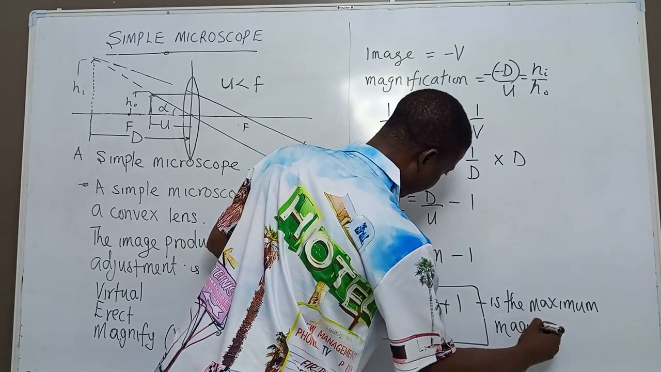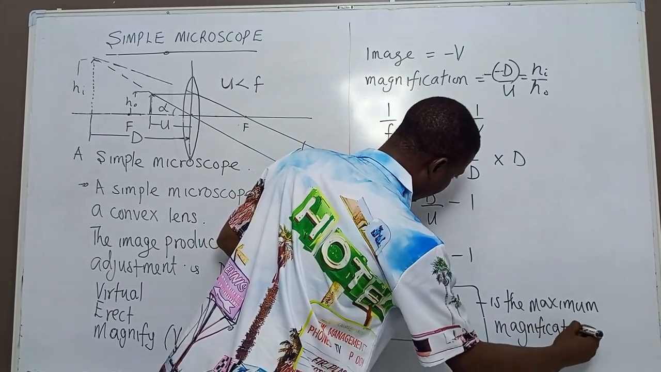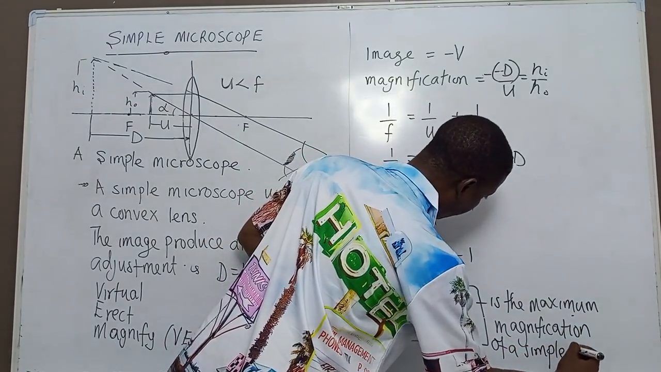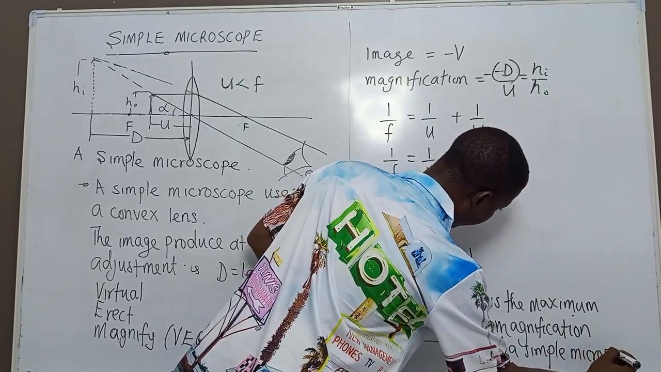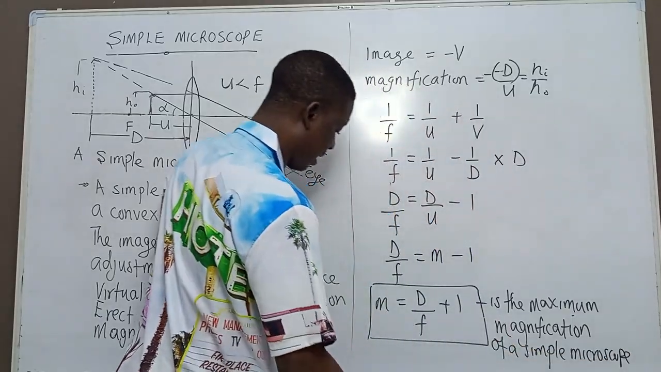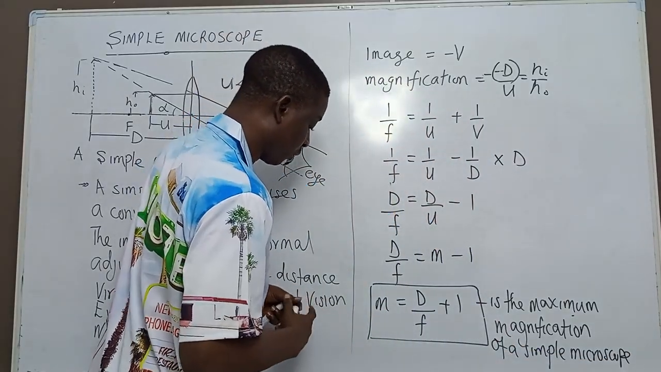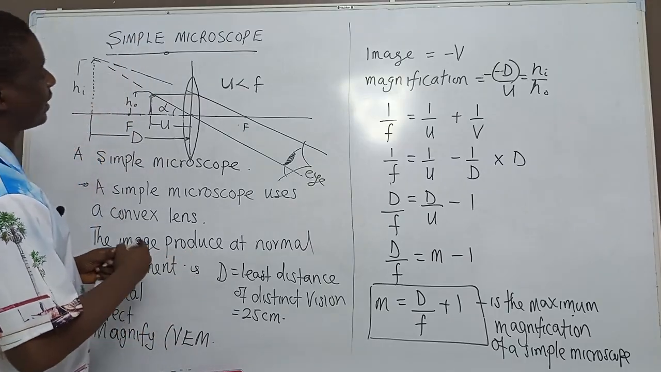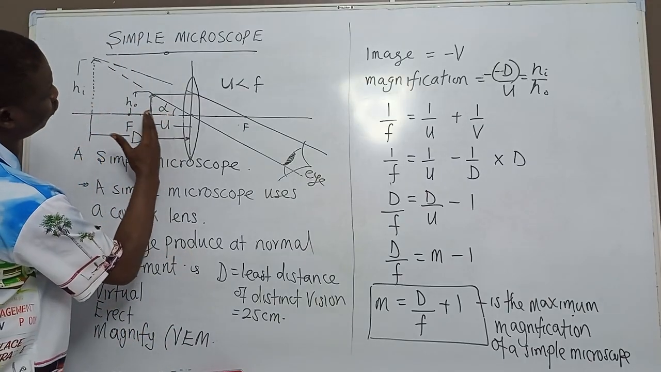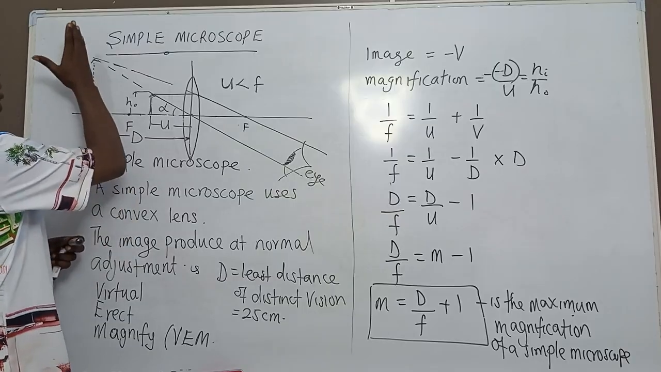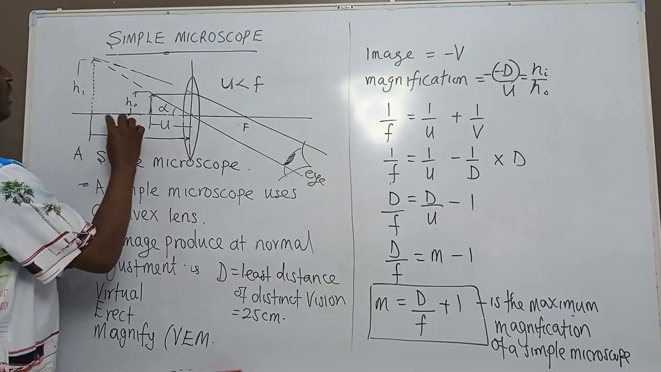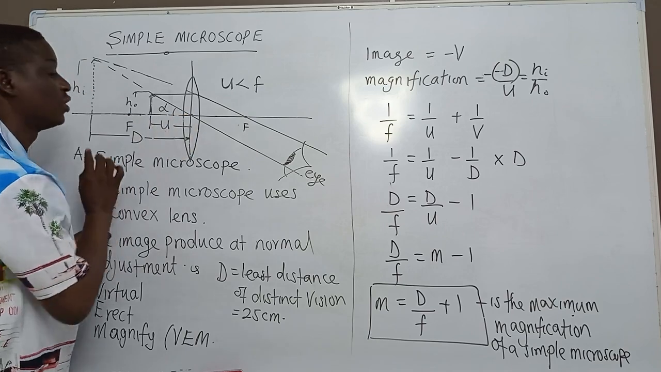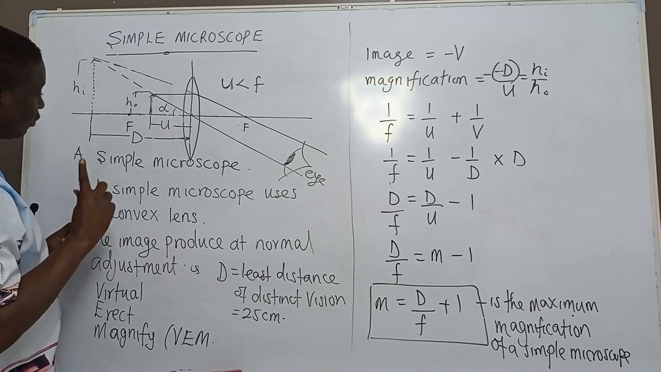Magnification of a simple microscope. The maximum magnification of a simple microscope. Now, don't forget that the closer the object to the lens, the bigger the image. The higher the image. That means the image becomes more magnified as the object moves closer. So take note of that.